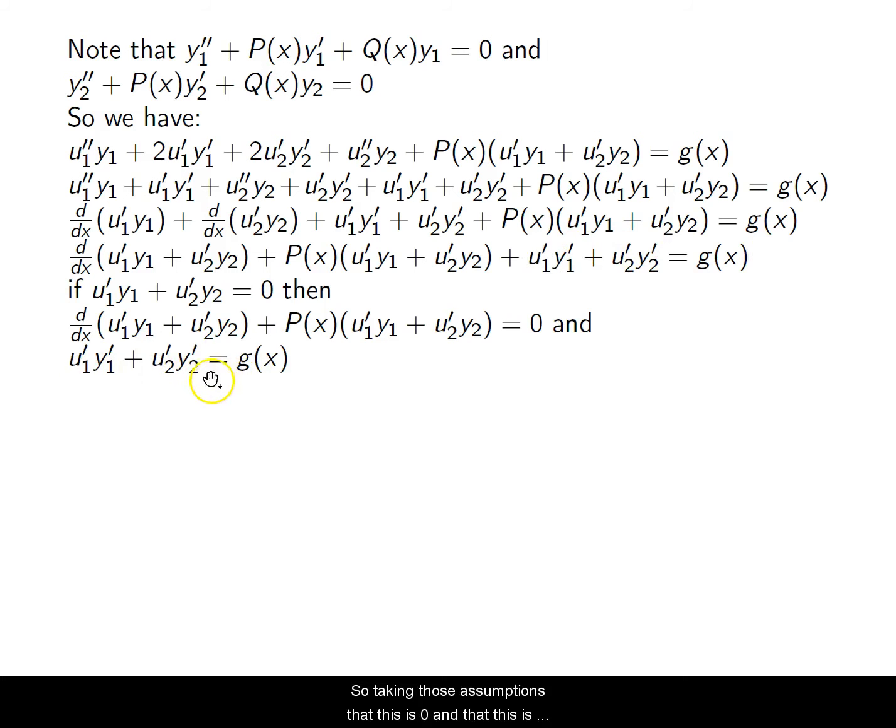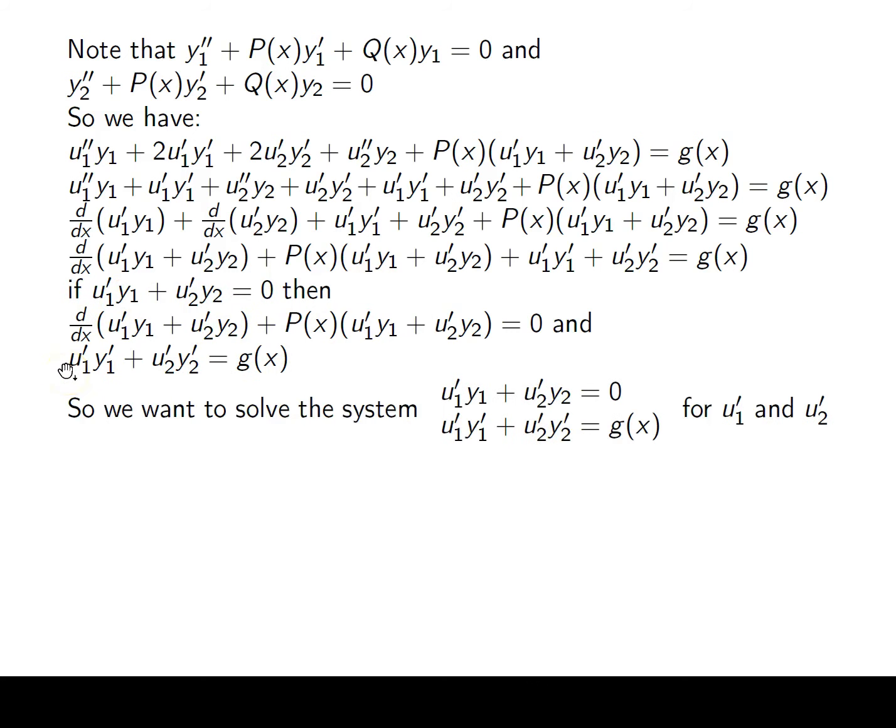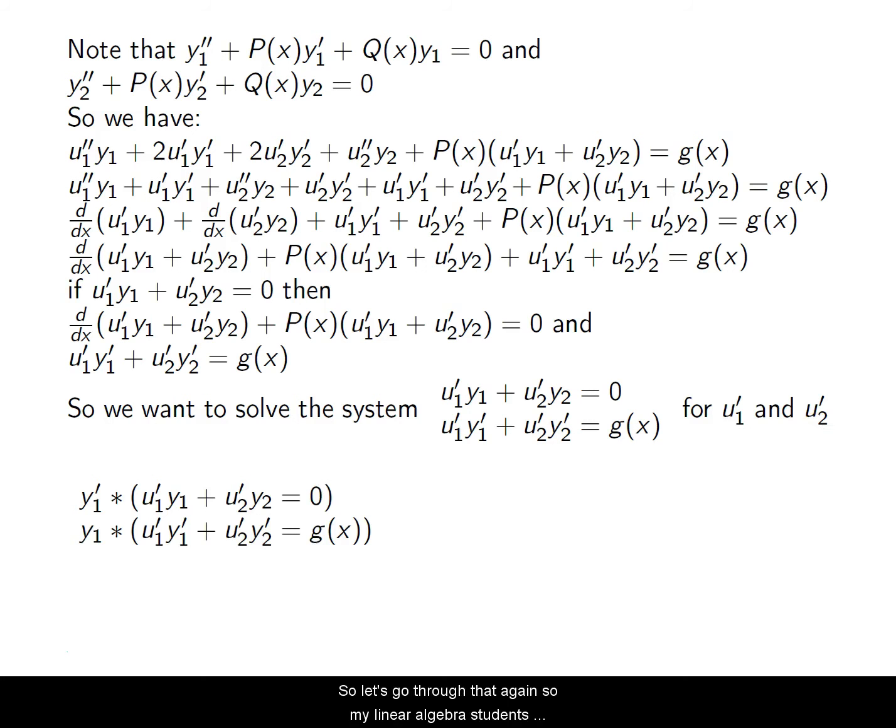Okay? So taking those assumptions that this is 0 and that this is what's left over, I have a system now. A system of two equations and basically two unknowns. Those unknowns being u1 and u2, because y1 and y2 I should know from my homogeneous equation, right? So I need to solve this for u1 prime and u2 prime. Okay, so let's go through that again.